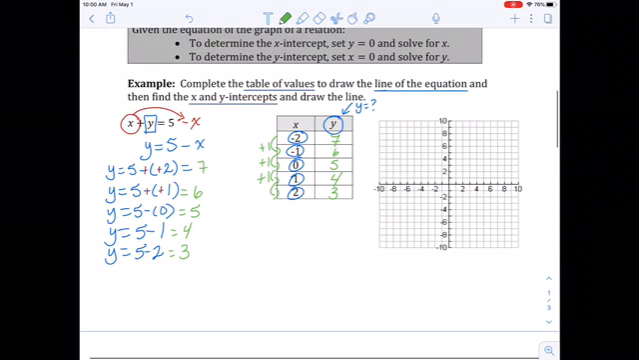So that takes quite a lot of time. I'm going to go ahead and draw that graph now. These are of course coordinates, right? This is the coordinate negative 2 comma 7.